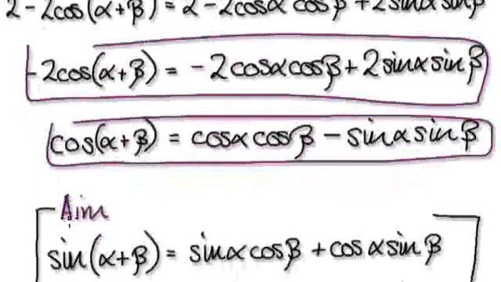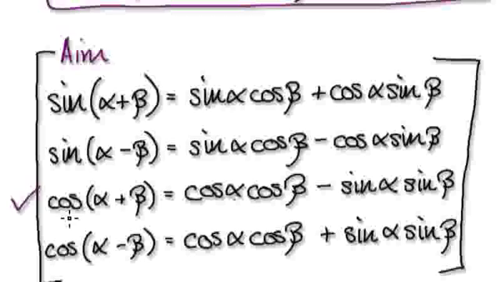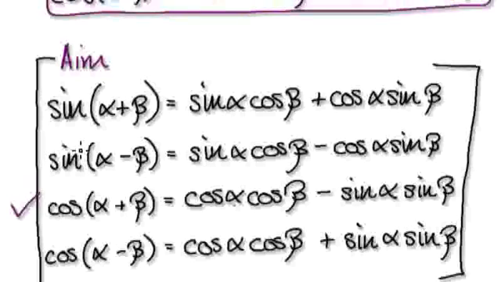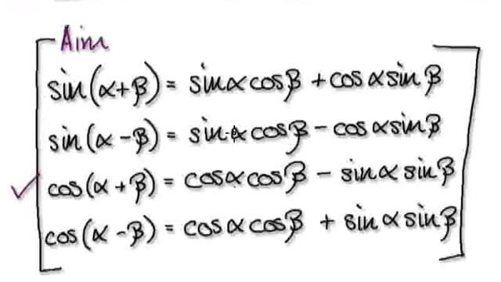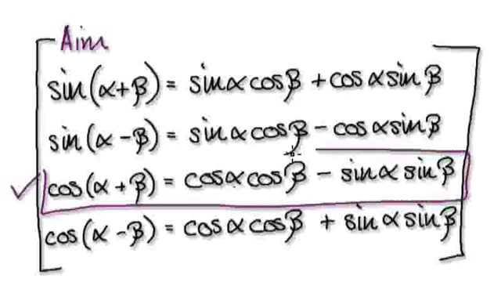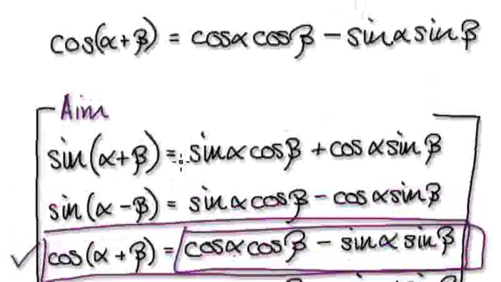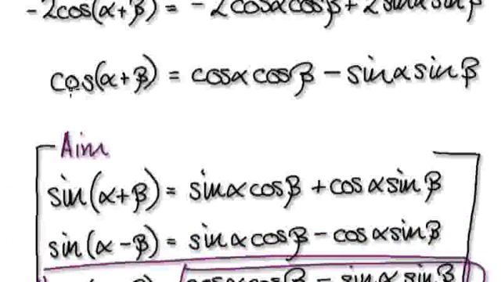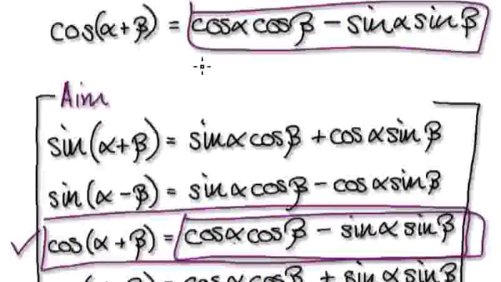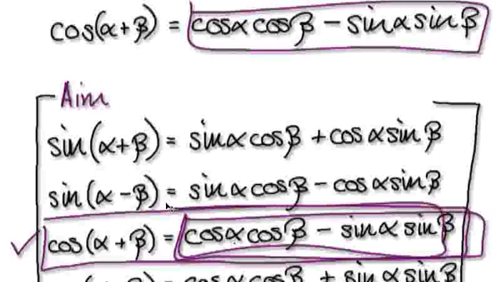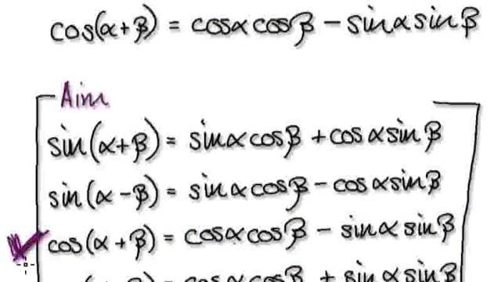And remember, our aim was to find these out. And when you get to this stage here, this is exactly the same as this one here. So this one is done. We've just proved that if you have cos alpha plus beta equals this, and look at this up here is the same thing. Cos alpha plus beta equals this, exactly the same as this here. So that's this one done.